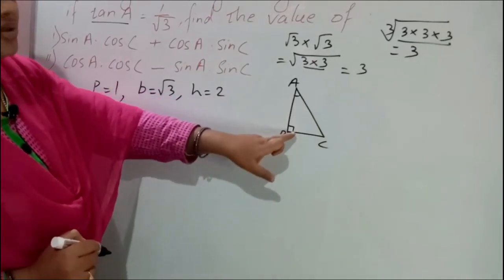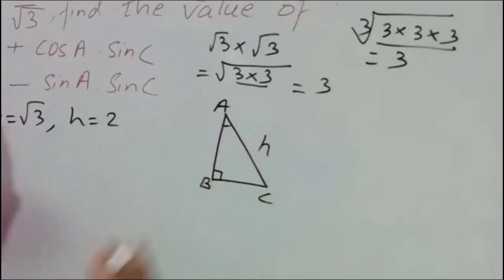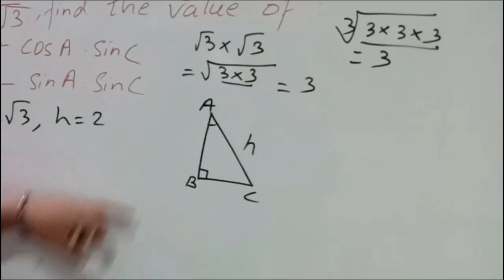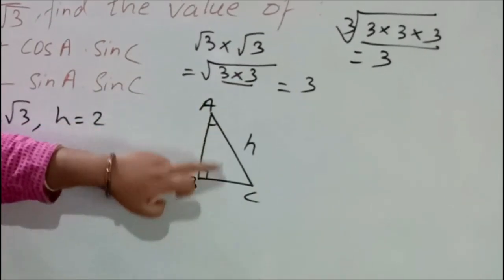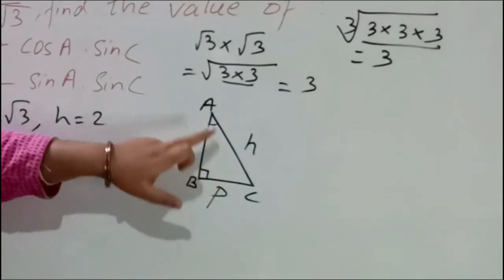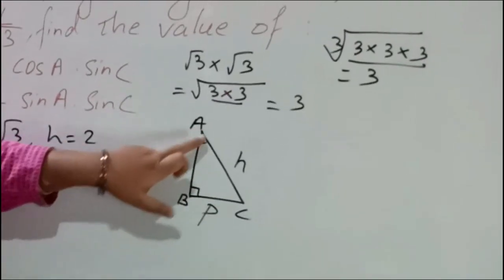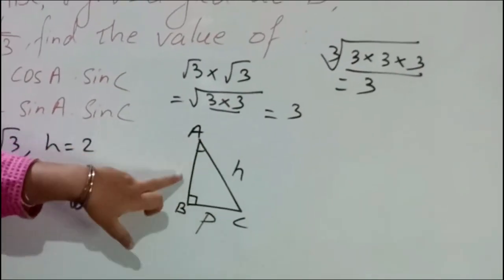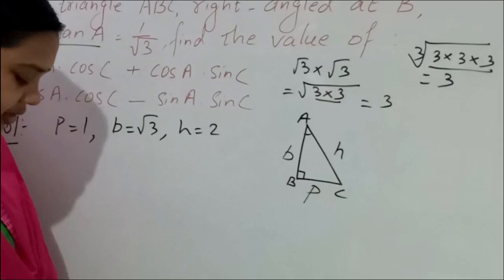So now let's mark it in the triangle. The side opposite to the right angle, what is it? That is always the hypotenuse. Hypotenuse will never change. Now what is the angle of reference? It is angle A. So the side opposite to the angle of reference is the perpendicular. The side adjacent to the angle of reference is the base. Okay, so we marked everything now.